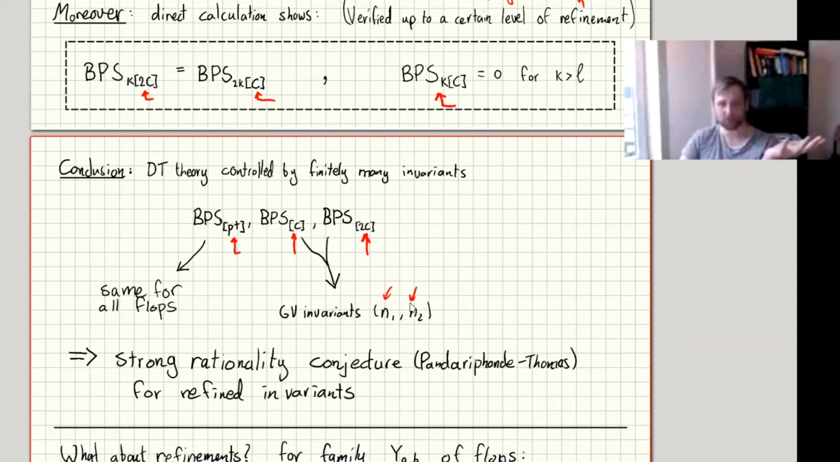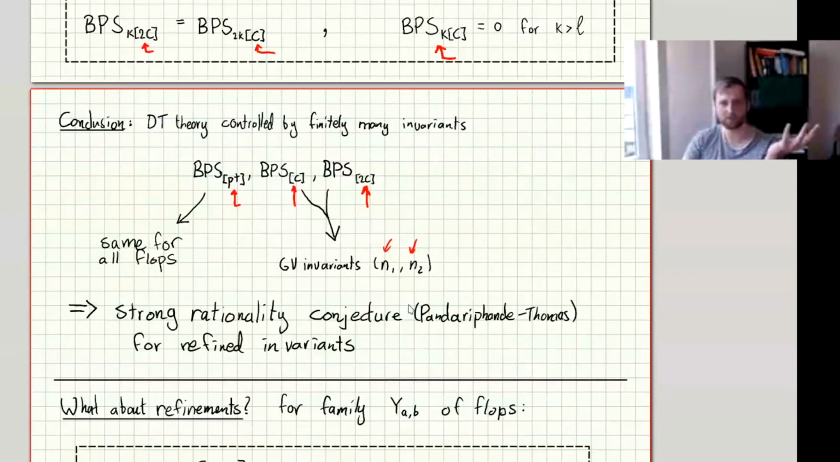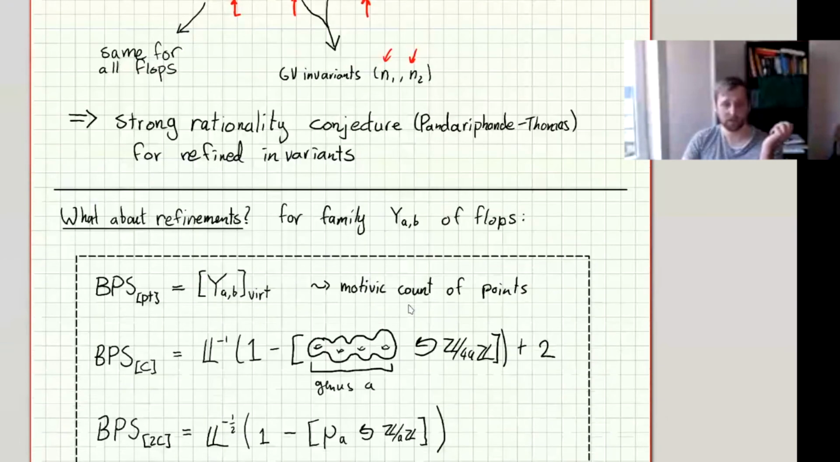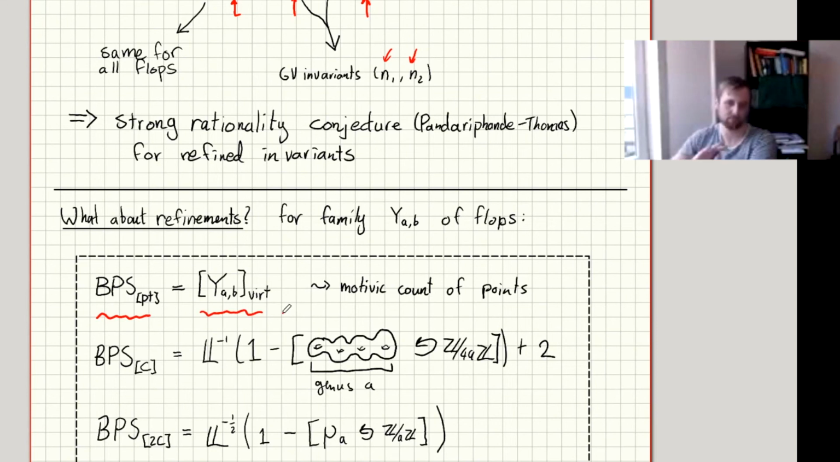So yeah, the next thing to do is to look at the refinement. Maybe by calculating these more intricate invariants, we can find something more. And it turns out that actually we do get very, very interesting things to show up. I've given the motivic invariants here. So we have the point counts. So the point counts are just the points on the variety. So they'll give you some sort of motive of the variety as an invariant.